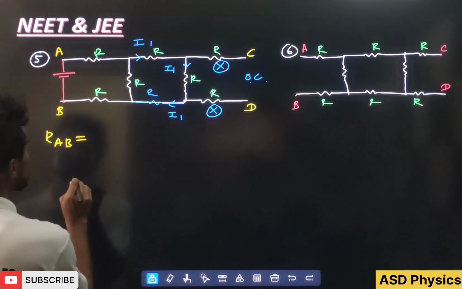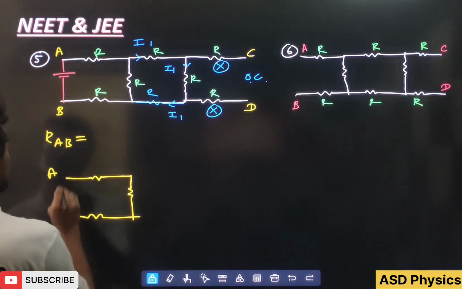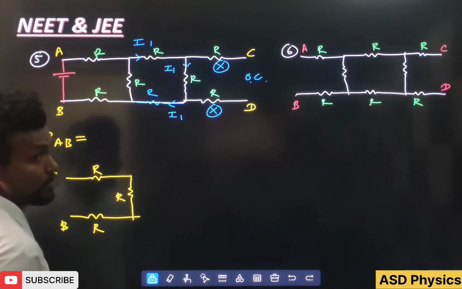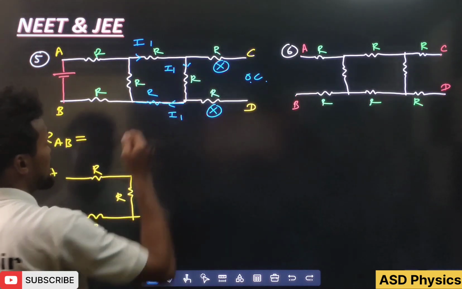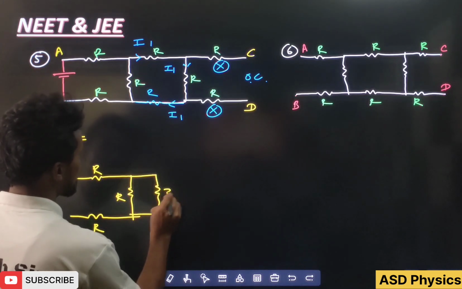Okay. So if I draw the equivalent diagram here, see, this is the equivalent diagram, students. This is A, this is B, R. And here how much R? And see, this R is connected in series. That means how much here, students? This is the 3R. Okay.